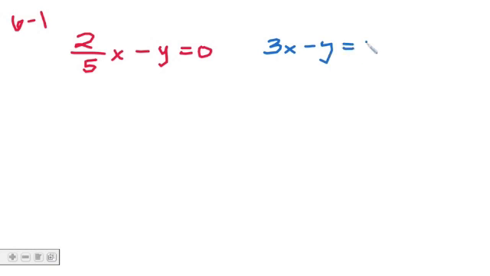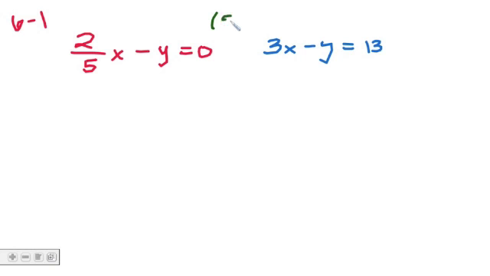So let's say we have something like these two different equations. We have 2/5 x minus y equals 0. And then let's say our second equation is 3x minus y equals 13. Now, this whole time we've been really concentrating on putting things in slope-intercept form, which is y equals mx plus b, but you don't need to do that for these types of problems.